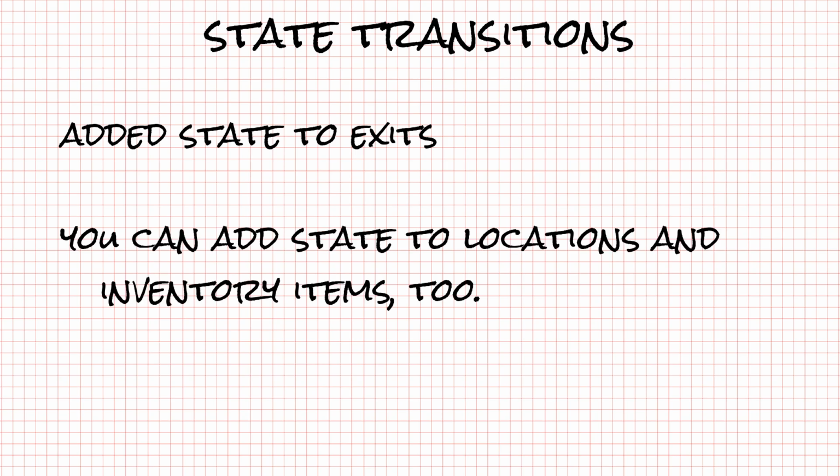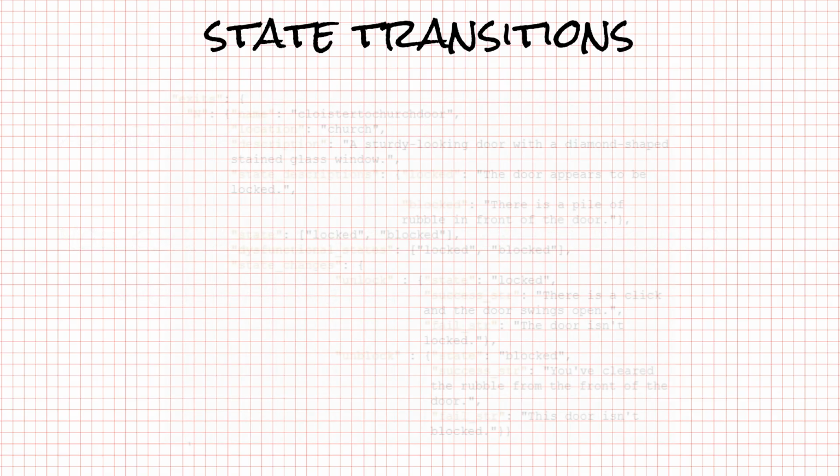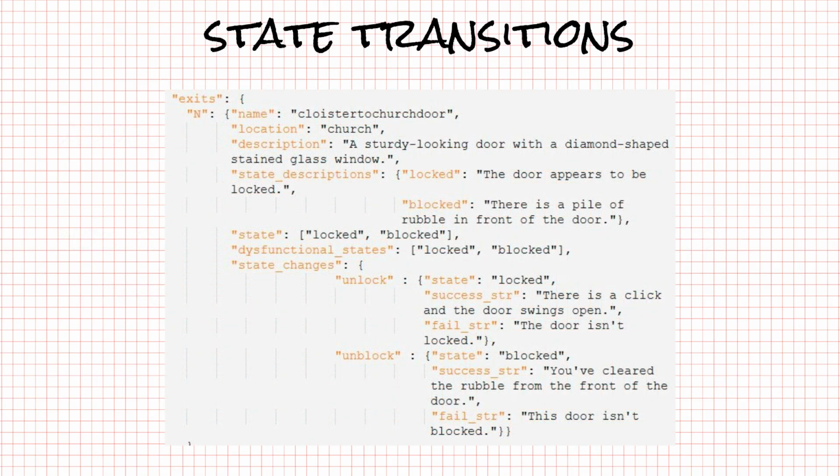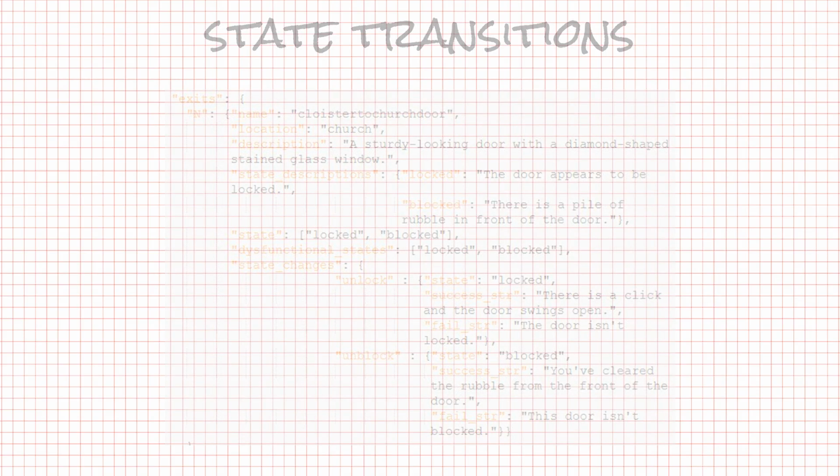In other words, locations can have states such as dark, flooded, crawling with monsters, whatever you can think up. And items can have states such as cooked, raw, corked, locked, again, whatever you can think up. But in this example, I'm going to only have exits with state, and the only states are going to be locked and blocked. Hopefully it will be clear how to scale this.